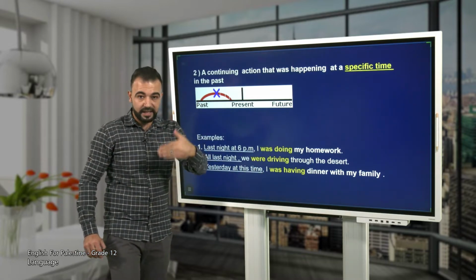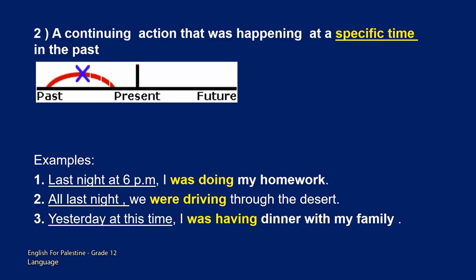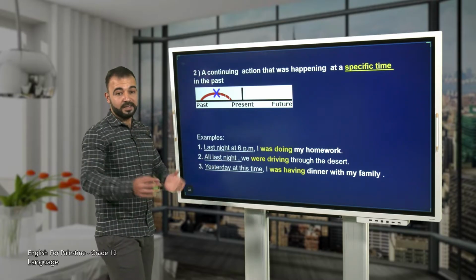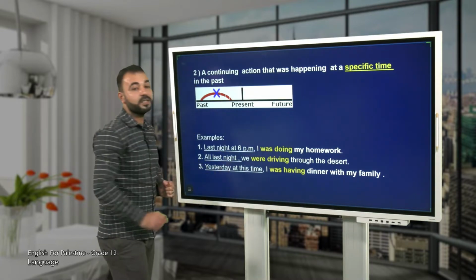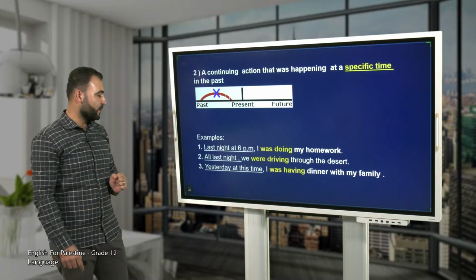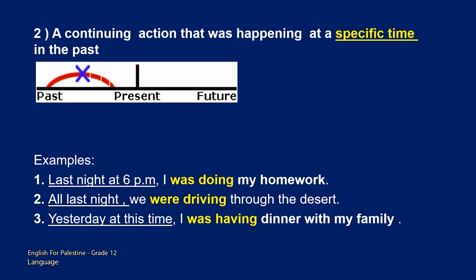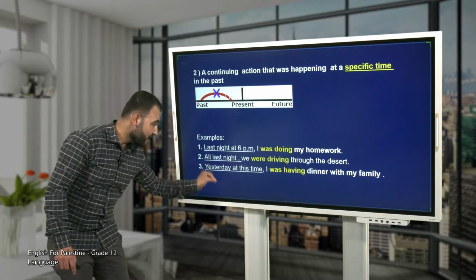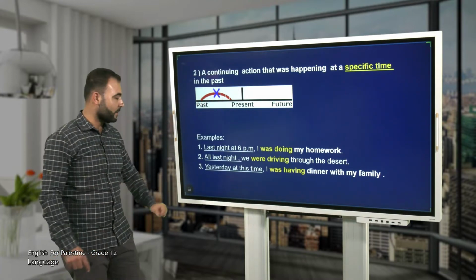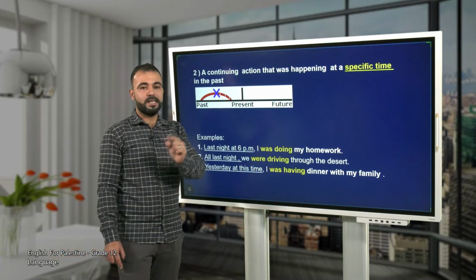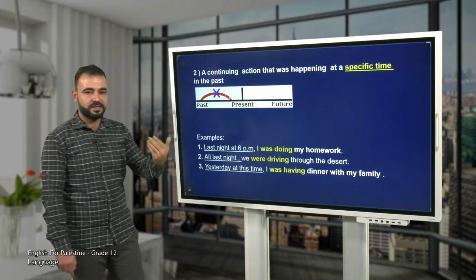The action was continuous. Number 2. All last night, we were driving through the desert. So, all last night is the specific time in the past, and the continuous action is were driving. Number 3. Yesterday at this time, I was having dinner with my family. So, yesterday at this time is the specific time which I'm talking about. Was having is the long action, which was in progress.